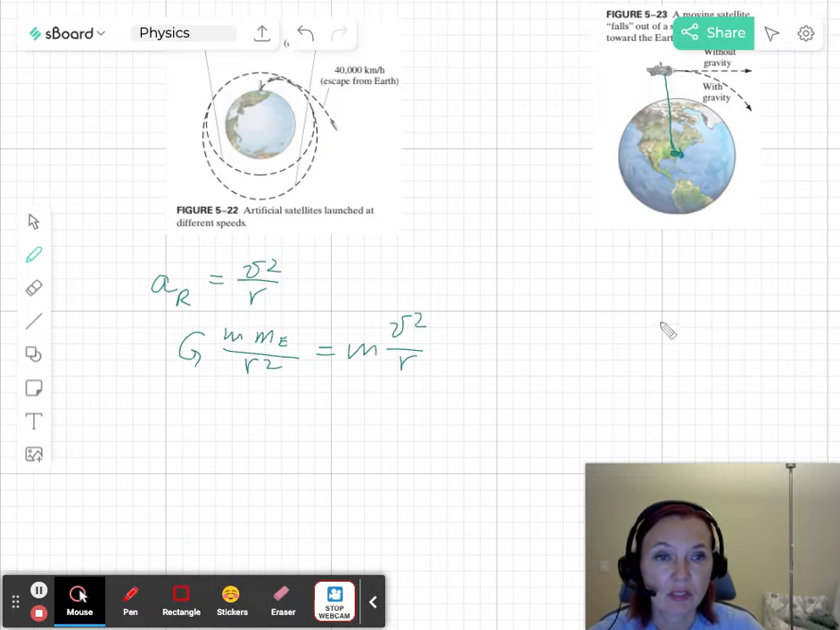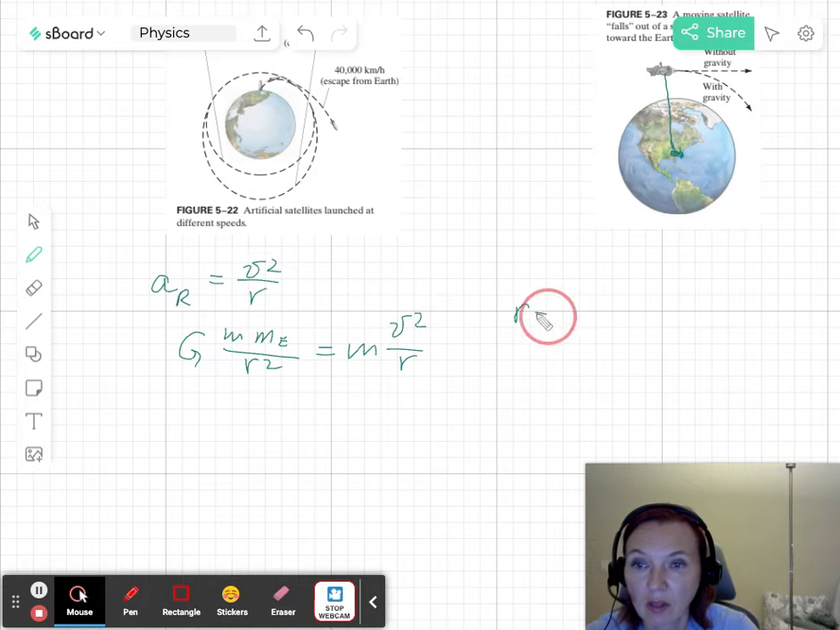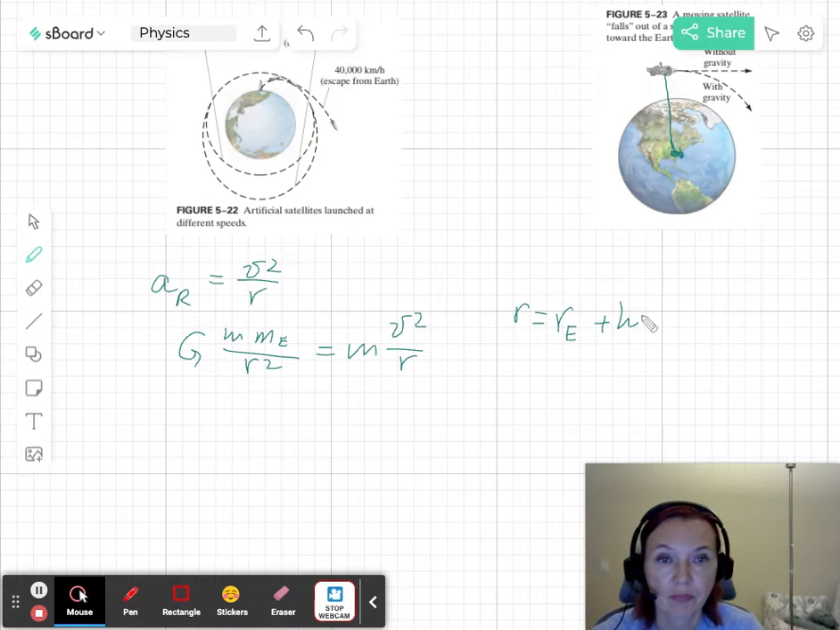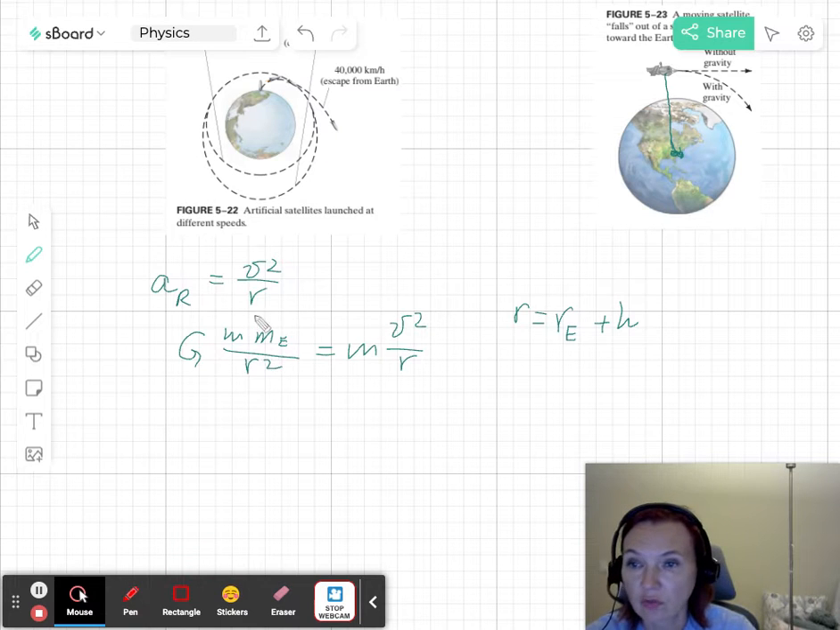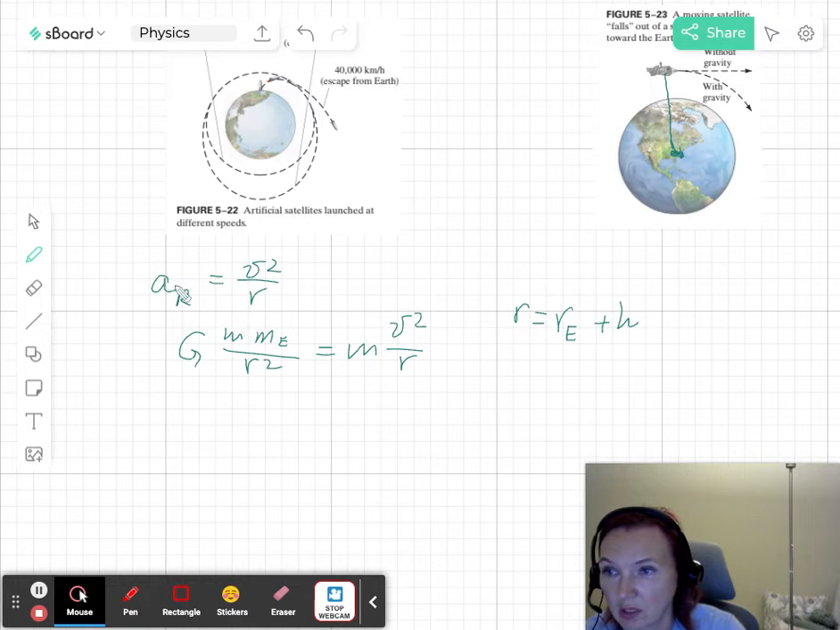There is only one force acting on the satellite. And as I mentioned, r is the distance from the satellite to the center of the Earth. So r is actually equal to the radius of the Earth plus the height of the satellite above the surface of the Earth. Now, if we solve this equation for velocity, we can see that the masses are going to cancel out.